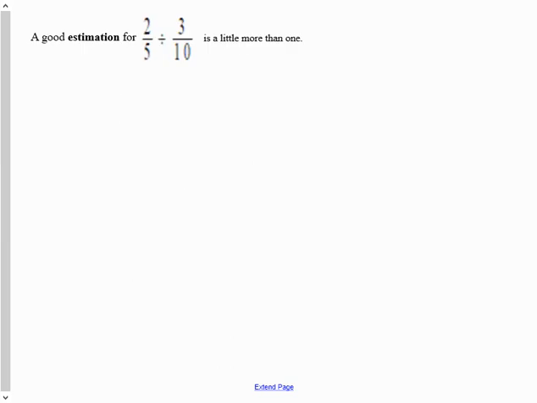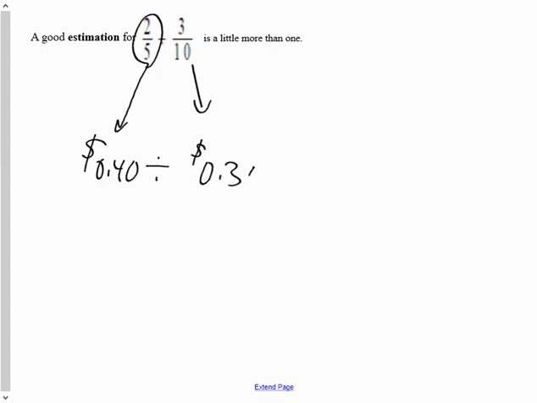Our next question says a good estimation for 2/5 divided by 3/10 is a little more than 1. Back to what we talked about for money. If you think about 2/5 of a dollar, that would be 40 cents, right? Divided into piles of 3/10 of a dollar would be 30 cents. So you have 40 cents divided into piles of 30 cents. You can make one pile and have just a little bit left over. So your estimation would be 1 and a bit. Therefore, your answer for this is indeed true.